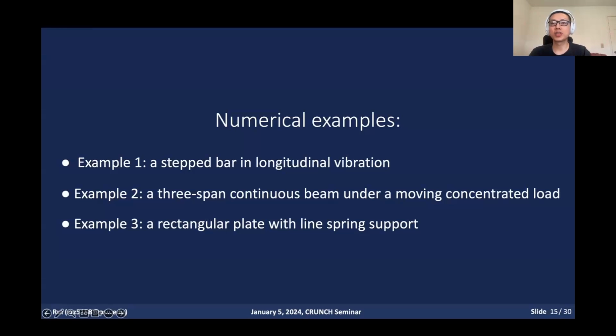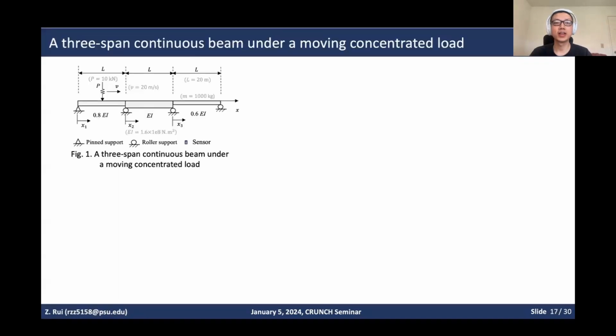And from now on, I will try to give some numerical examples. Depending on the time limit, I will try to focus on one example in detail. And if time permits, we can have more insights on different examples. So the first example is about the stepped bar. The second is about the continuous beam. And the third one is about a plate. So these three examples are very typical in structure systems. Okay, let's focus on a beam structure as an example.